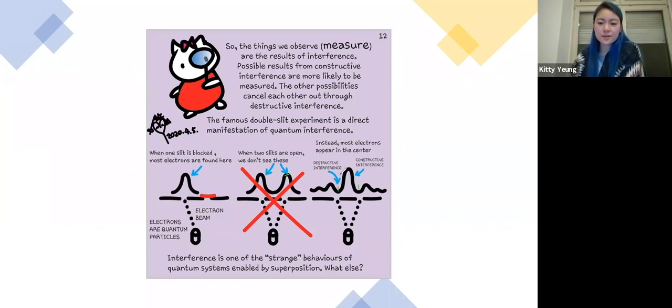And this is a very direct manifestation of interference, and interference causes the result of our measurements. So superposition is enabling this strange behavior of quantum interference. It also enables something else, but we'll see it next time.